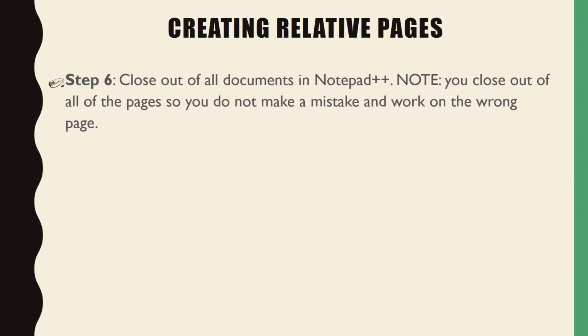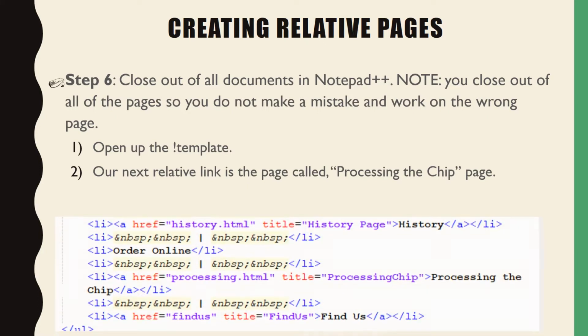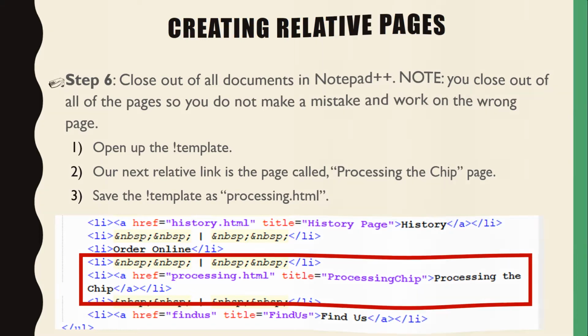Step 6. Close out of all documents in Notepad++. Note, you close out of all the pages so that you do not make a mistake and work on the wrong page. Open up the template. Our next relative link is the page called Processing the Chip. Save the template as processing.html.